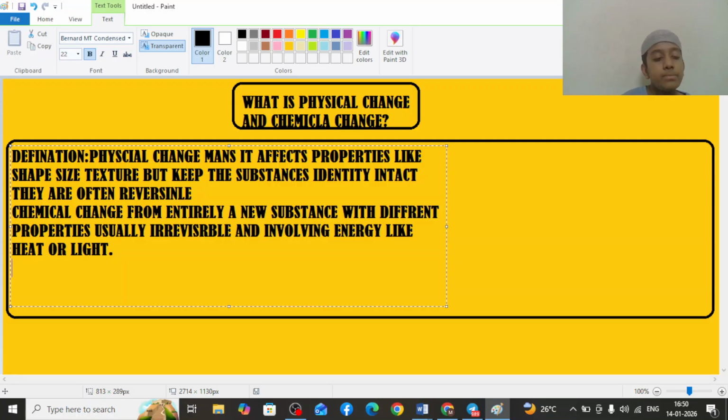Now I hope you understand what physical change and chemical change are. Now let's start with the next topic, which is the key difference between them. Key difference between them, like physical change.